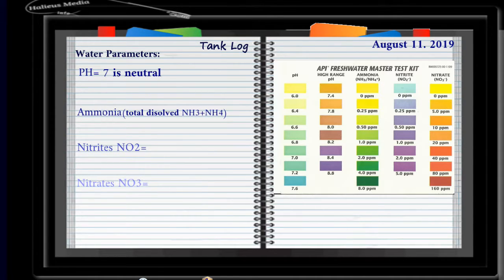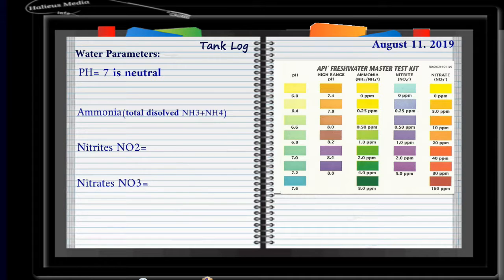pH is a measurement of how acidic or how basic your water is. Think of vinegar as acidic, and it would be on the lower end of the scale, and baking soda is on the higher end of the scale. As you can see, 7 is neutral, and we're going to ignore that column that goes from a butterscotch color down to purple. That is the high end of pH, and for most of us, that's not going to come into play.